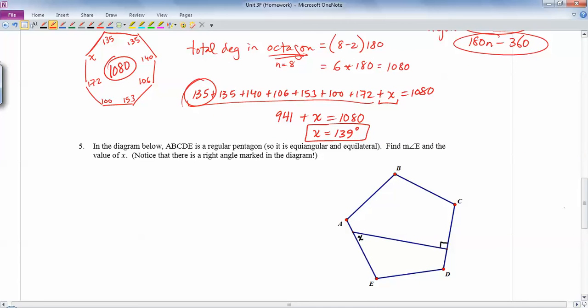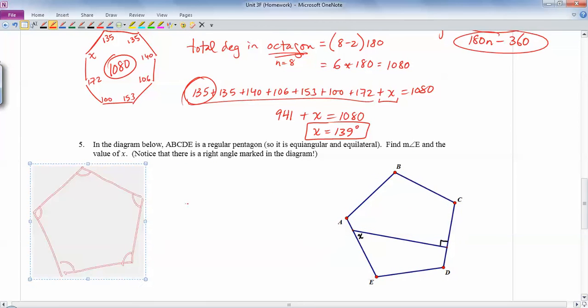Number 5, we've got this pentagon. It's regular, so all the sides are the same. This whole side's the same, and this whole side's the same. And it's equiangular, so all the angles are going to be equal to the angles of the pentagon. So this one, this one, this one, this one, and that one are all equal. So the first thing I'm going to do is just work with the pentagon.